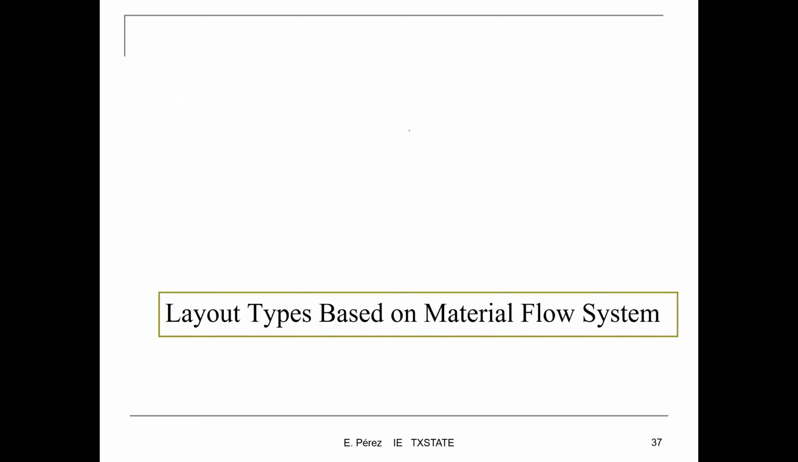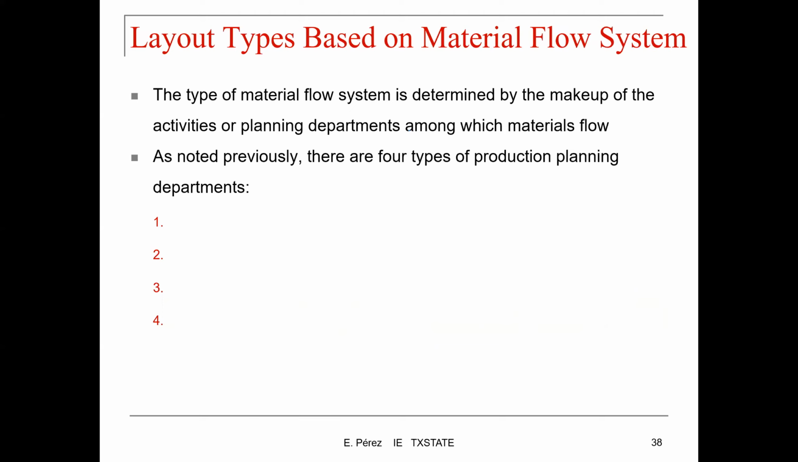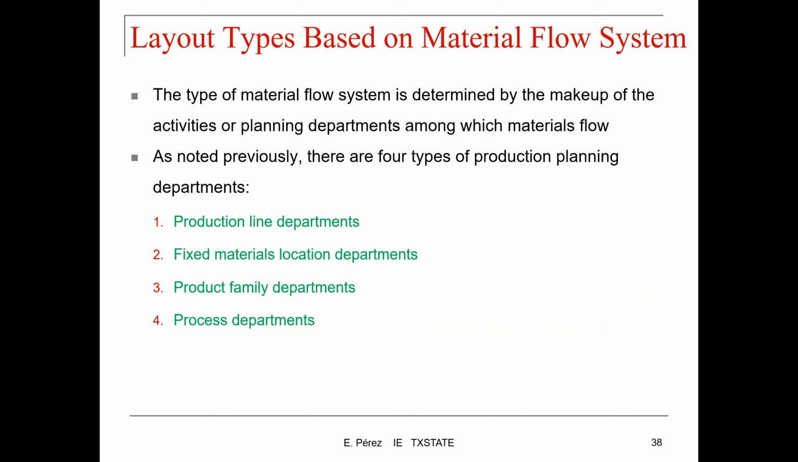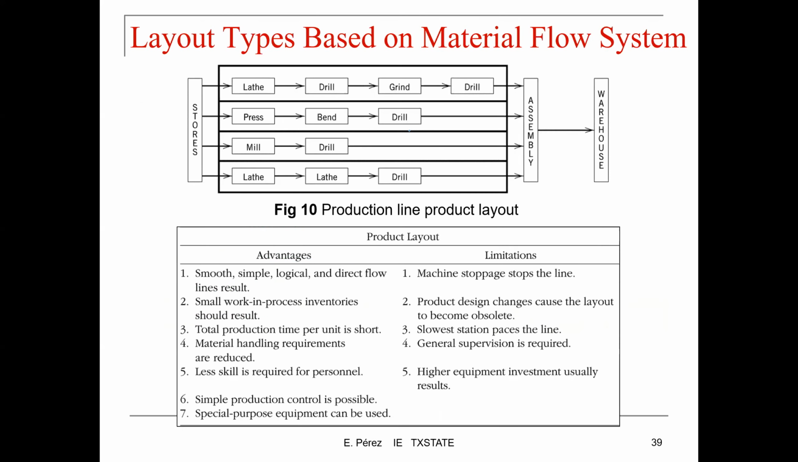Method for product families. Now we move to layout types based on material flow systems. So the type of material flow system is determined by the makeup of the activities or planning departments among which materials flow. As noted previously, there are 4 types of production planning departments: production line departments, fixed material location departments, product family departments, and process departments.